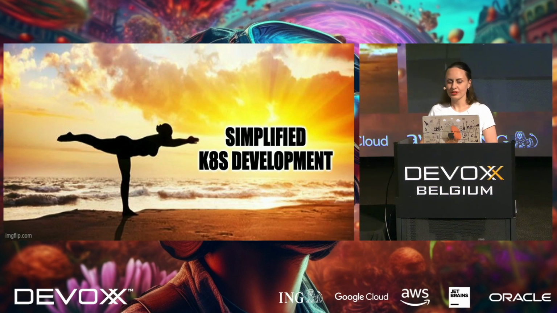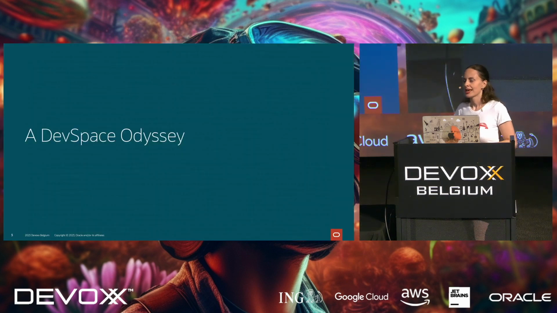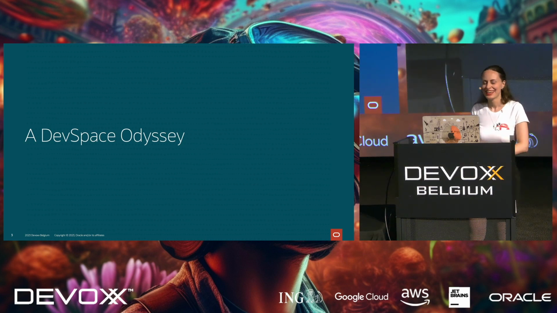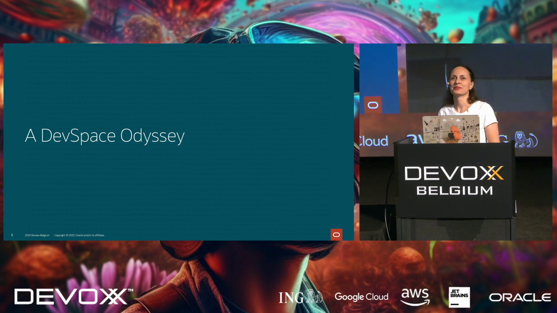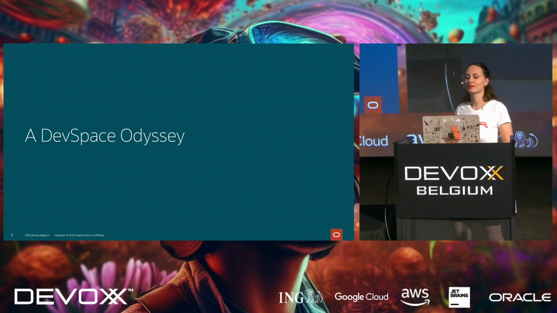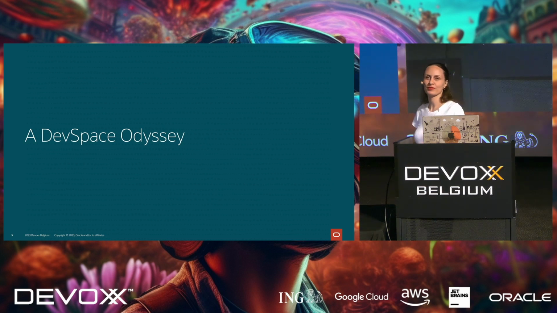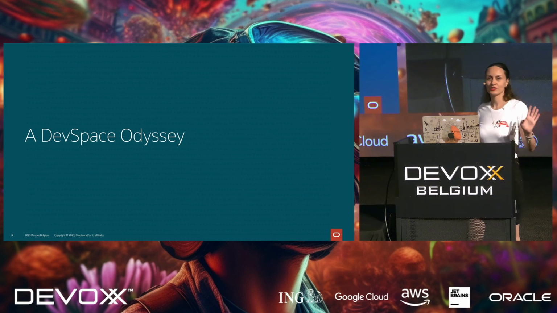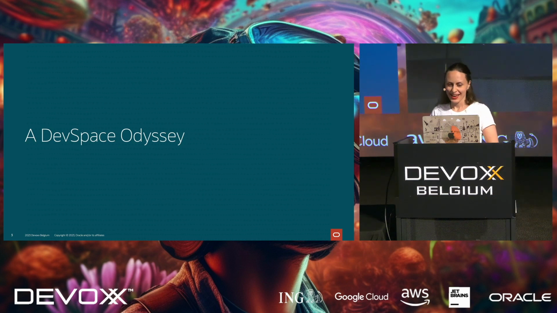So first of all, let's talk about Devspace. Can you please raise your hand if you have used Devspace? So one person? Good. Thank you. Devspace is an open source developer tool for Kubernetes that lets you develop and deploy cloud-native software faster, but don't they all? Also known as kubectl on steroids. I like that one better.